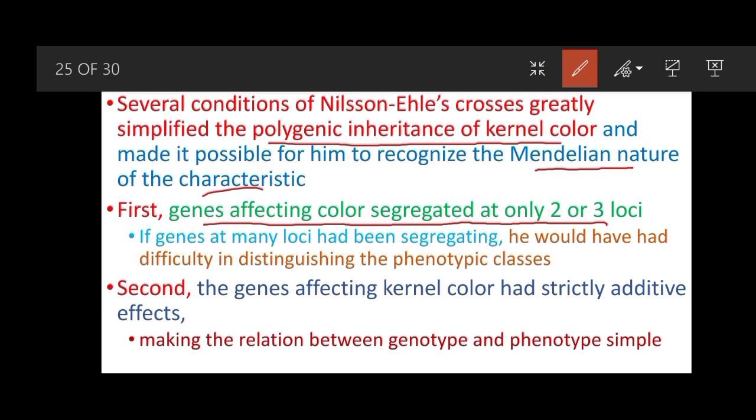If genes at many loci had been segregating, he would have had difficulty in distinguishing the phenotypic classes. The second condition is that the genes affecting kernel color had strictly additive effects. The additive effect of the genes was another advantage for Nelson, because it makes the relation between genotype and phenotype very simple, and genotypes were easily associated with different phenotypes because of their additive effect.